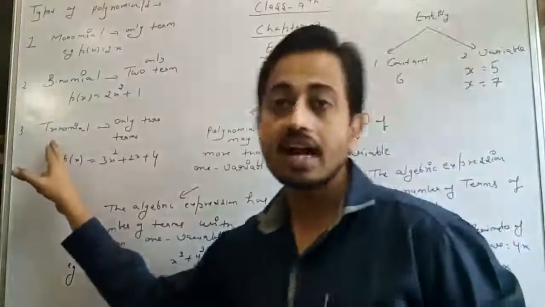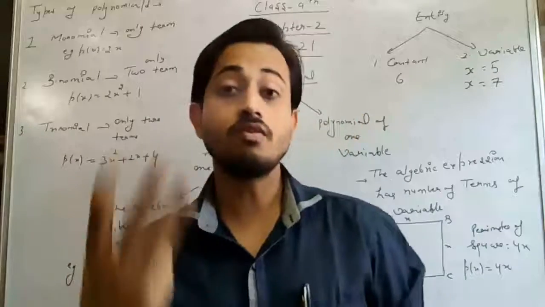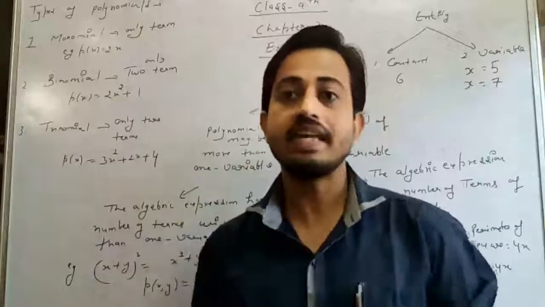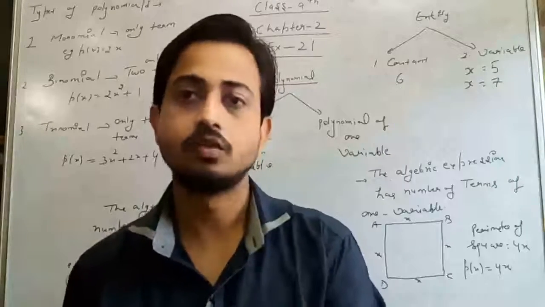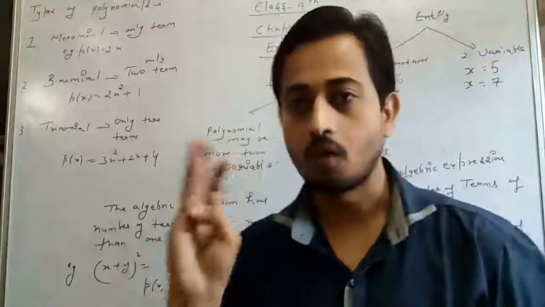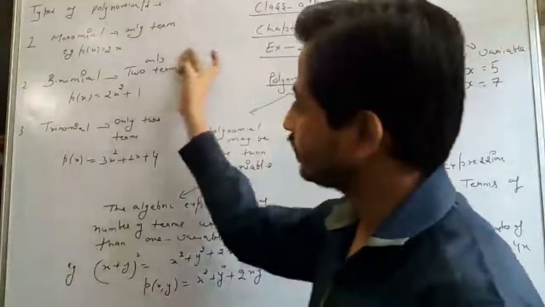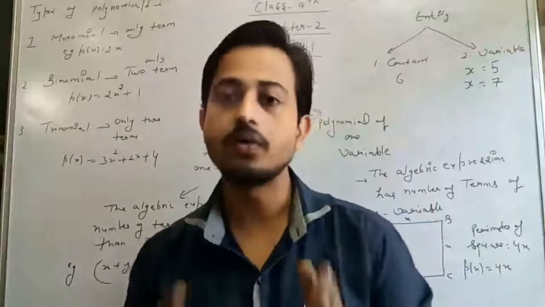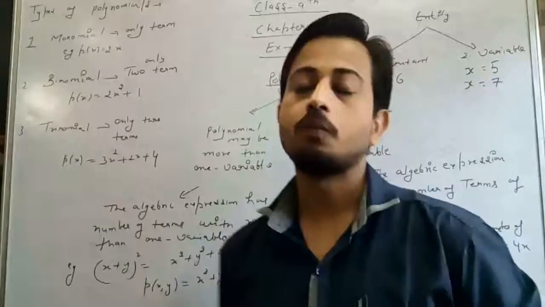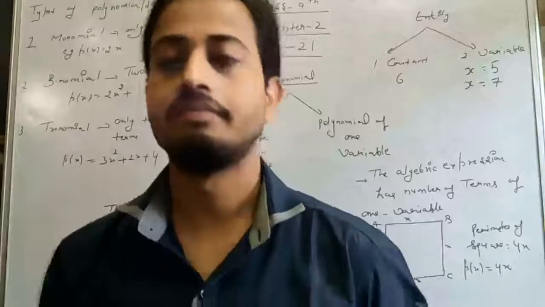Now the third one is the trinomial polynomial. What is trinomial? Tri means 3. If you find 3 terms in any polynomial, that polynomial is called a trinomial. So we have 3 different types of polynomial: monomial, binomial and trinomial. These are the different examples of these types of polynomial. I hope you are understanding this concept. So please make a note first, then we will go to our next topic.